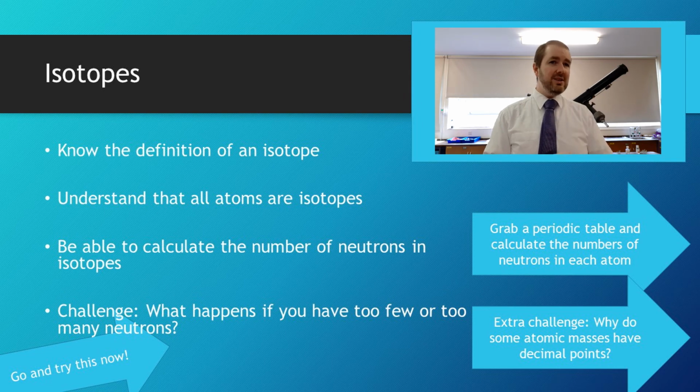But the next challenge is to think about why some atomic masses have decimal points. Depends on the periodic table you've got. Most of the GCSE ones will be whole numbers, so that's nice and easy. But if you get an official one, or a more scientific one, you can see that they've got, well, I think for hydrogen it's like 1.006 on the atomic mass, which makes no sense. It's like having 0.006 of a neutron, and that doesn't work. So I want you to have a think about that, and then let me know in the comment section below why that's happening.